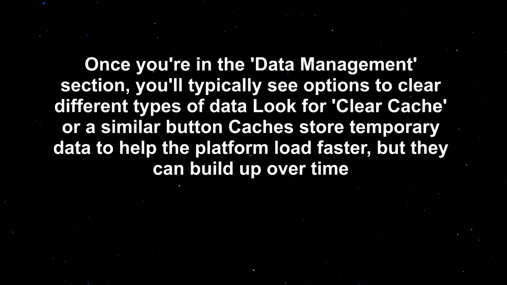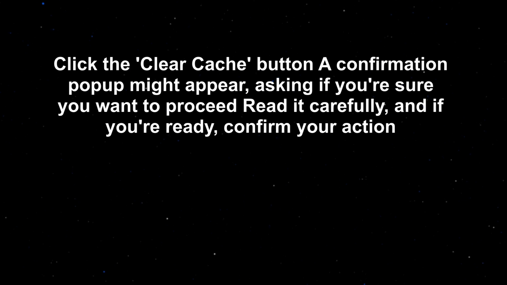Once you're in the data management section, you'll typically see options to clear different types of data. Look for Clear Cache or a similar button. Caches store temporary data to help the platform load faster, but they can build up over time. Click the Clear Cache button. A confirmation pop-up might appear, asking if you're sure you want to proceed. Read it carefully, and if you're ready, confirm your action.